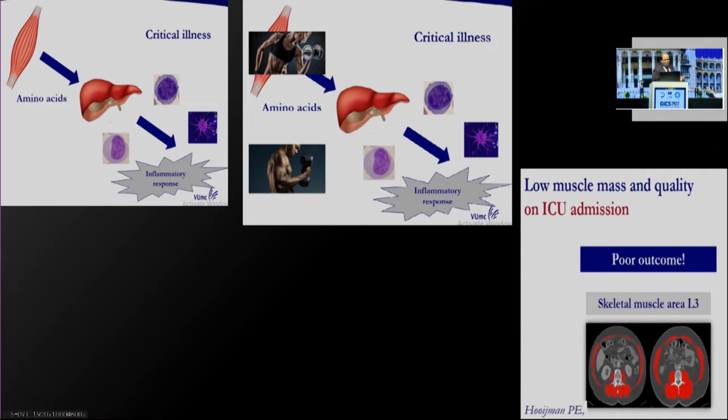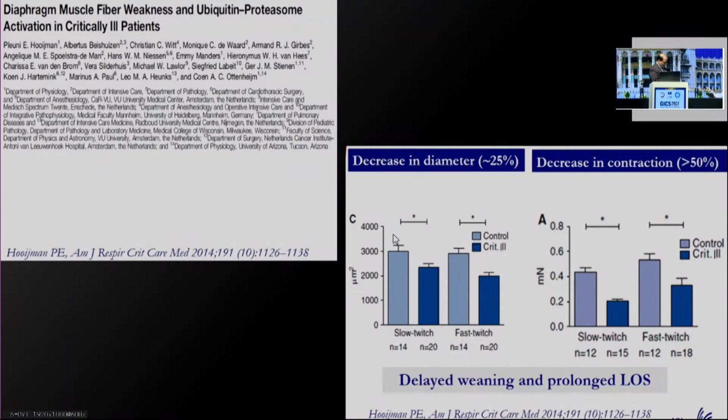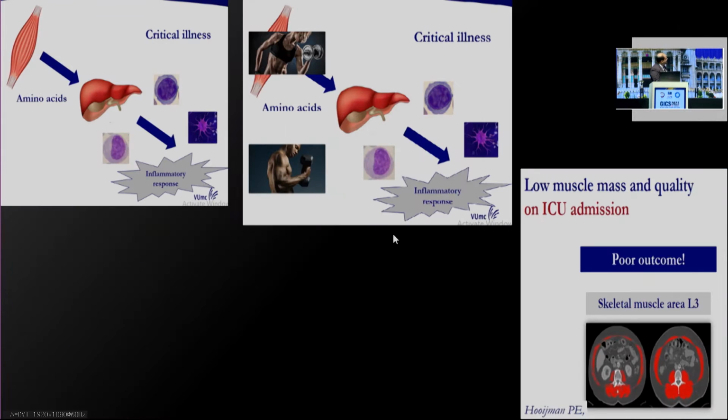What exactly is happening in our patients? When a patient with severe sepsis, major surgery or polytrauma enters the ICU, there is increased proteolysis. Because of that, amino acids increase. These amino acids stimulate the immune cells to fight against the inflammatory cells. This is the study shown by Hujuman et al.